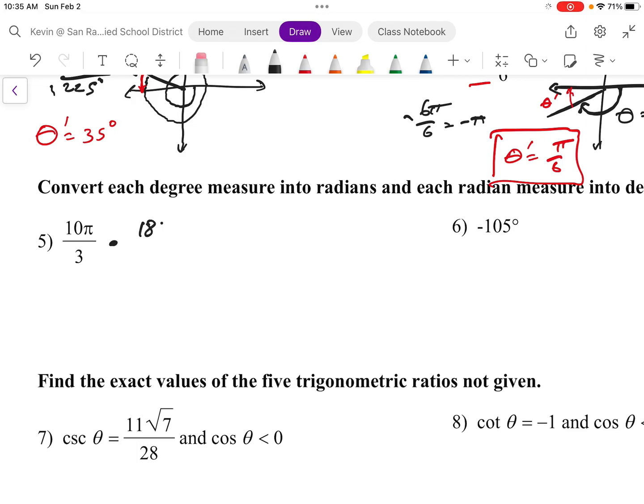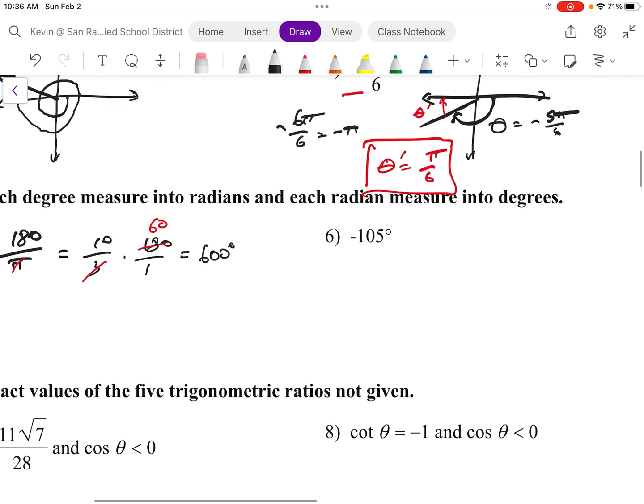Convert each degree into radians and radians into degrees. So 10 pi, we're going to change this into degrees. We go 180 over pi. Okay, the pi's cancel out. This leaves me with 3 goes into 180 60 times. So this is 600 degrees.